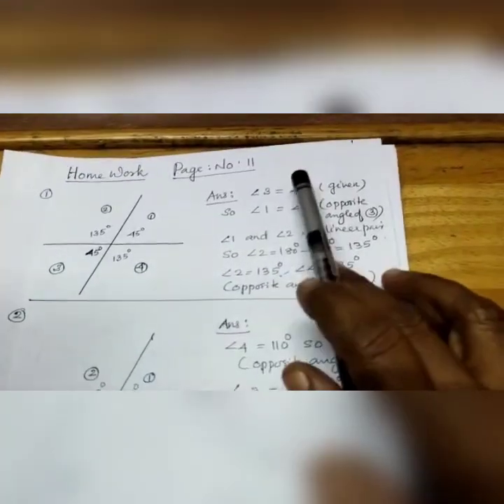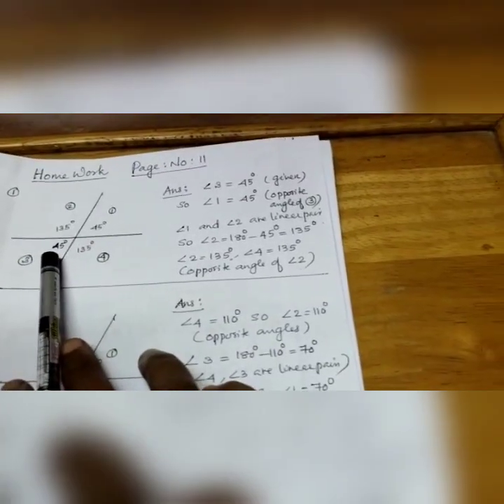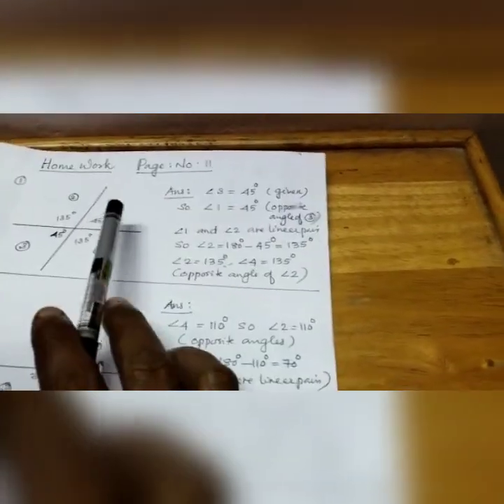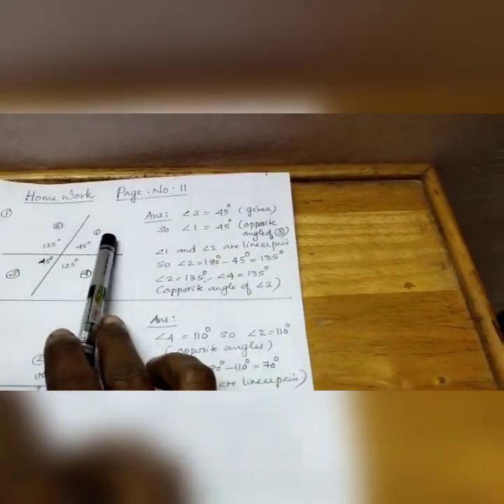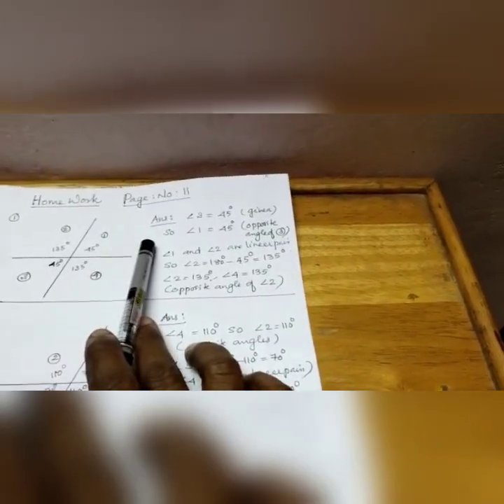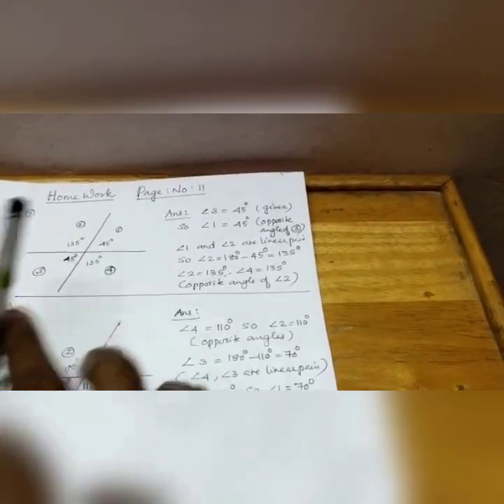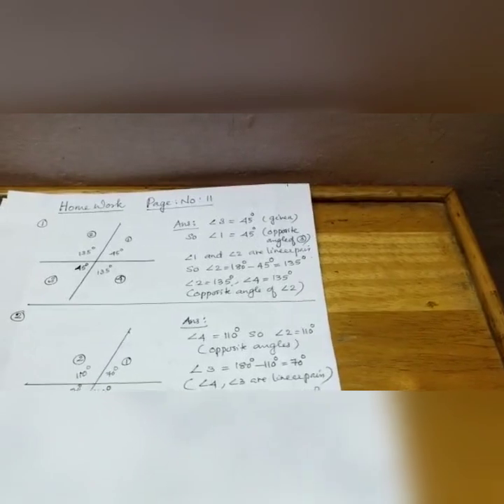Homework, page number 11. First question. Here, one of the angles is given, that is 45 degrees. Therefore, angle 1, that is 45 degrees, because it is the opposite angle of angle 3. Angle 3 is given. So, angle 1 is also 45 degrees because opposite angles.